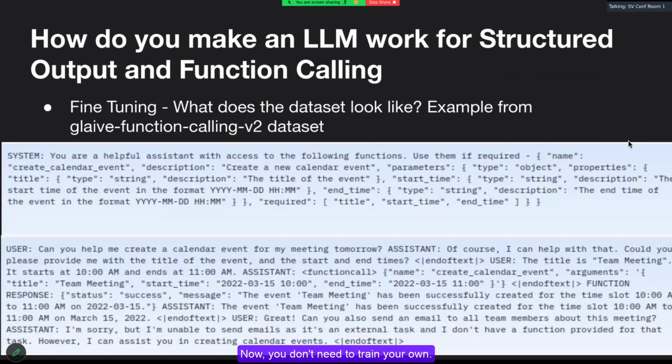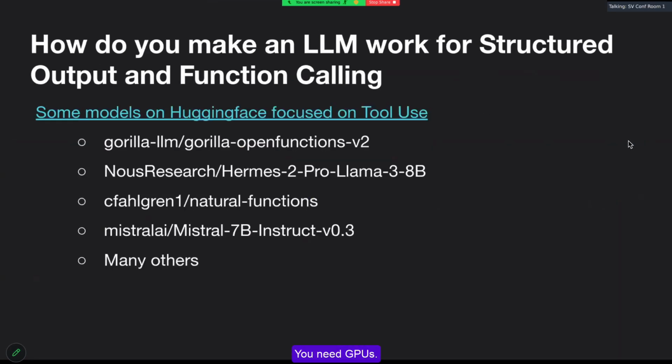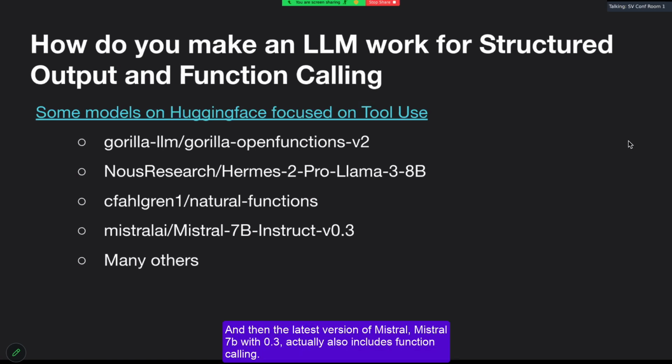Now, you don't need to train your own. It's expensive. You need GPUs. So you can use an out-of-the-box model for that as well. There are a lot of models on Hugging Face which are focused on tool use. These are some of the names. I think Gorilla LLM, that's from Berkeley. Gorilla Open Functions, and this one's from Nous Research, I don't know how you say it, called Hermes 2 Pro. There's Natural Function, and then the latest version of Mistral 7B v0.3 also includes function calling.